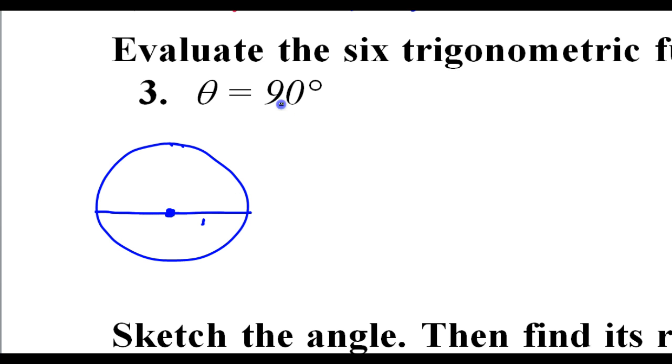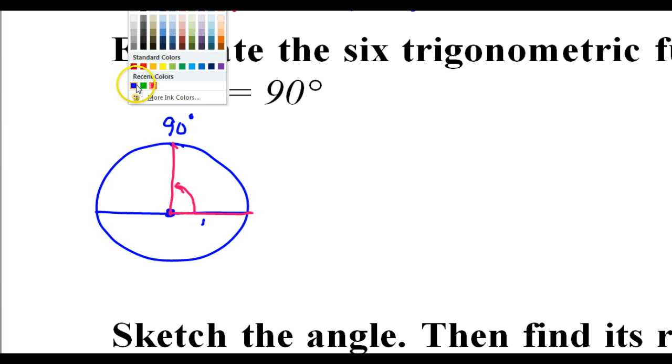So what do I have going on here? 90 degrees. So here's my unit circle. Then here's going to be my 90 degrees, like this. Here's the initial side. Here's the turn. Whoa, my sketches are horrible today. Okay, here's the terminal side, 90 degrees.